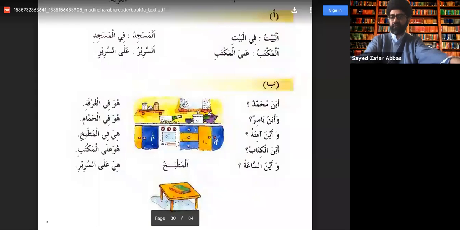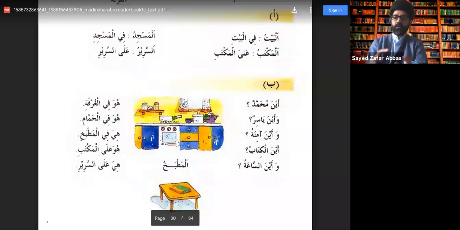So these are the two things that we learn. We're learning fi and ala, so in and on. And then we're also learning huwa and hiya. So he, she, and it: huwa and hiya will also be used for it, depending on the noun that's being used. So we now know that kitab, even though it's an object, is masculine. So that's why we said huwa. And sa'a is feminine. And that's why we said hiya.